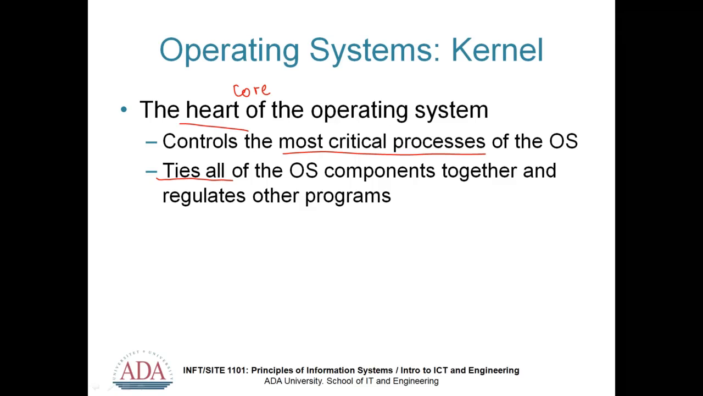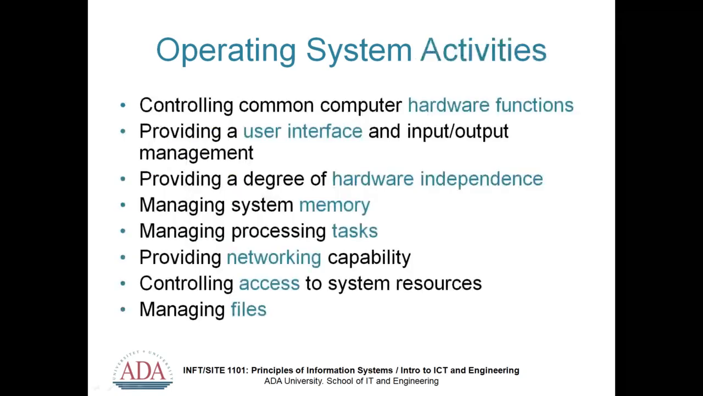Now, you would say, what are the most critical processes of the operating system? We need to quickly look at it, okay? It's obviously not an exhaustive list, but a limited, simplified list of what an operating system does. It would control common computer hardware functions. It would provide a user interface and input-output management. Basic, I would say basic user interface. Yes, basic one.